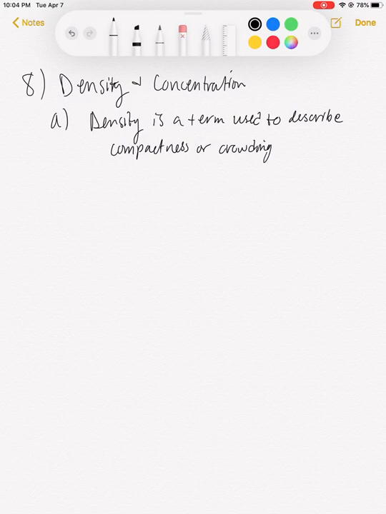So how dense something is, how compact things are, how crowded, as in population. So the population density example: if one country has a population of 500 people per square mile, and another has a population density of 300 people per square kilometer, which country has the higher population density.